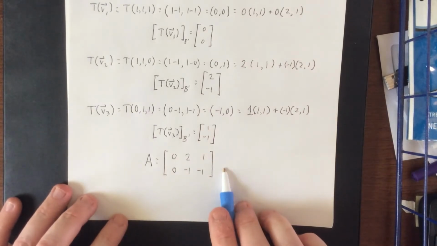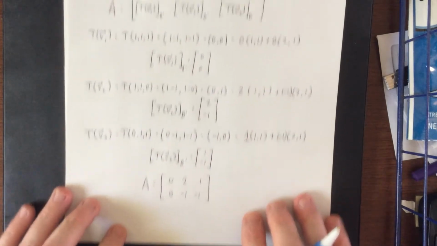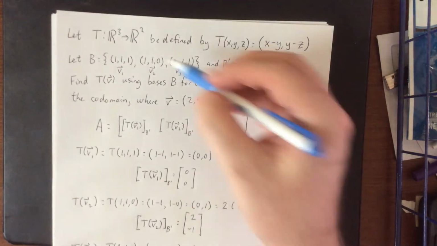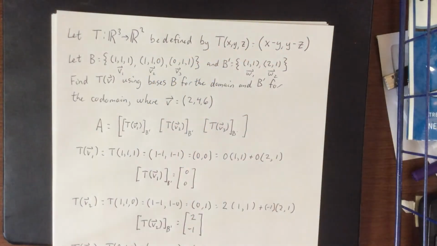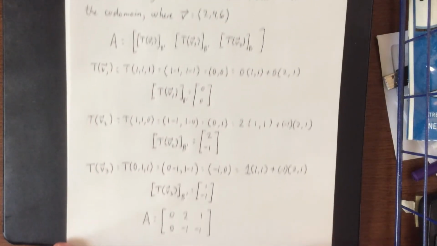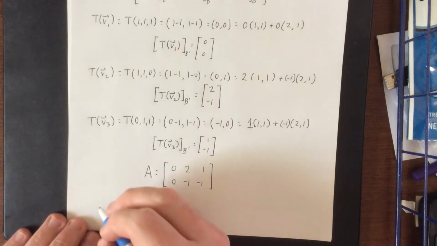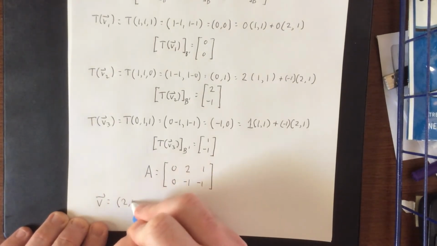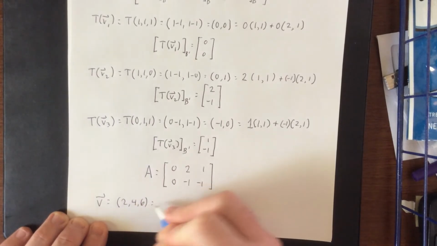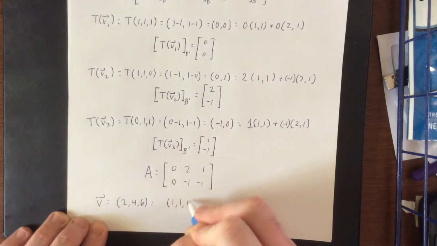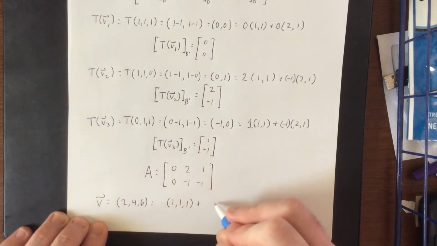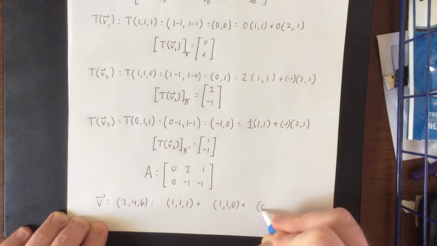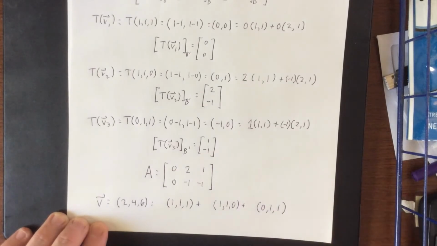Now that we have this matrix, we will need to represent our vector v, 2, 4, 6, as a linear combination of these three basis vectors. So what we'll point out for vector v is that v is equal to the vector 2, 4, 6. And we're going to set that up as a linear combination of 1, 1, 1, of 1, 1, 0, and of 0, 1, 1.